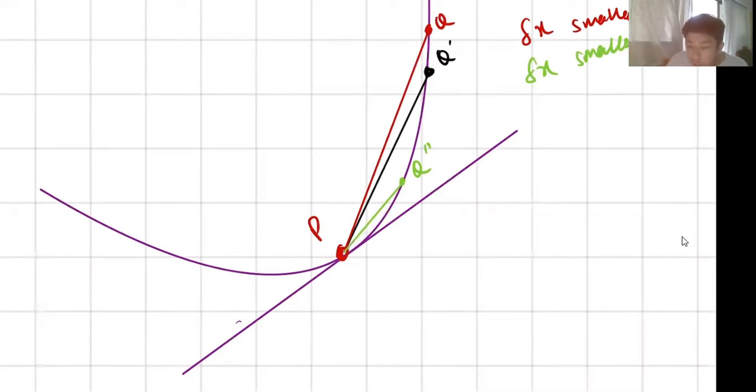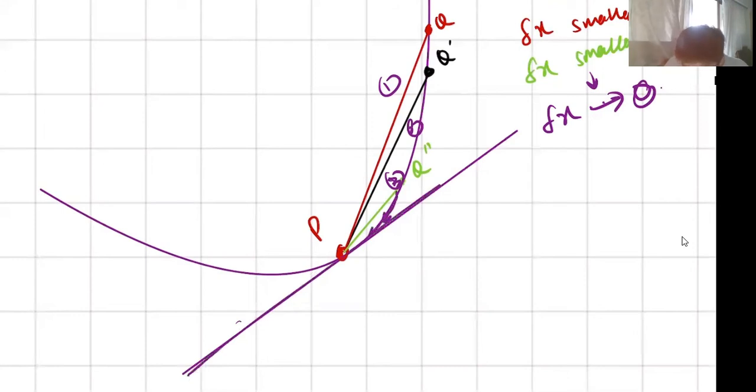Why are we doing it? Because when the delta x approaches 0, smaller and smaller until it approaches 0, it will give you the gradient of the tangent. Because you see now, from this first line to the second line to the third line, do you agree that these 3 lines are slowly moving to this tangent line? If they continue to move downwards, you form this line eventually. That is the idea of differentiation. You get what I mean?